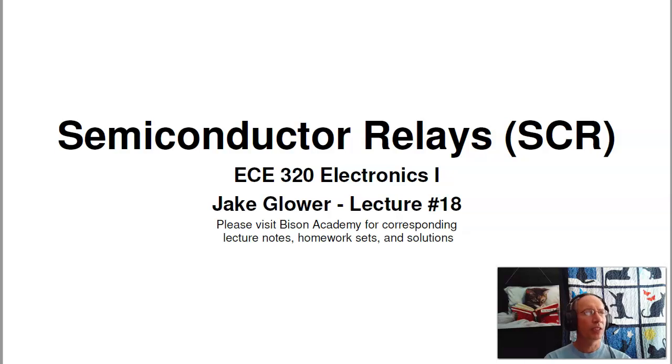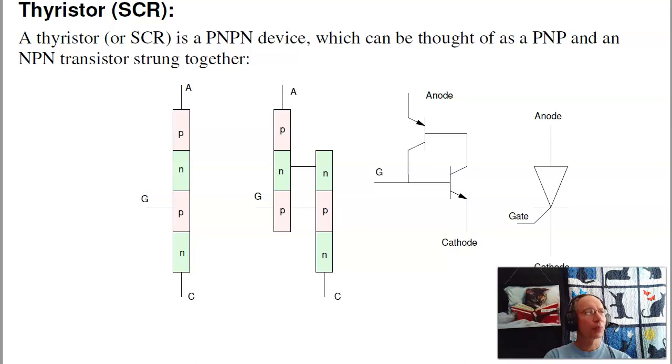Welcome to ECE 320, Electronics 1, lecture number 18, Semiconductor Relays, or SCRs. Now, an SCR is also known as a thyristor. A thyristor is a PN device, which can be thought of as a PNP transistor along with an NPN transistor. What that does is that produces a diode you can turn on and off.